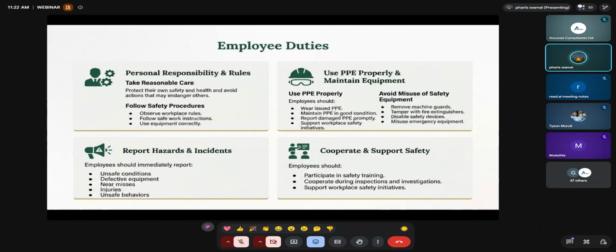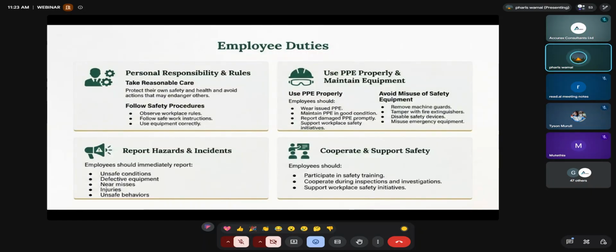So, for example, if you see a naked wire, but it has not caused electrocution to anyone, that is a near miss. And if you are injured at the workplace, it's your duty to make sure that you report that injury to your employer. And finally, unsafe behaviors. This is something I think we talked about in psychological safety. For example, if you have an incident and it's not reported, that is a very unsafe behavior.